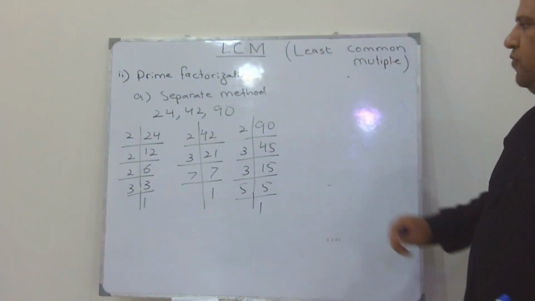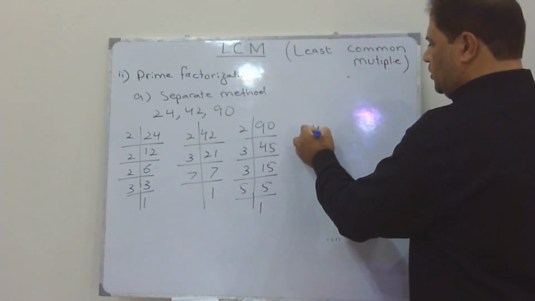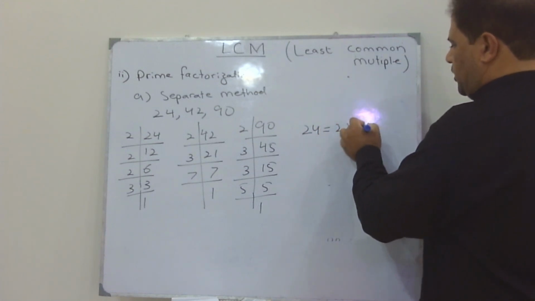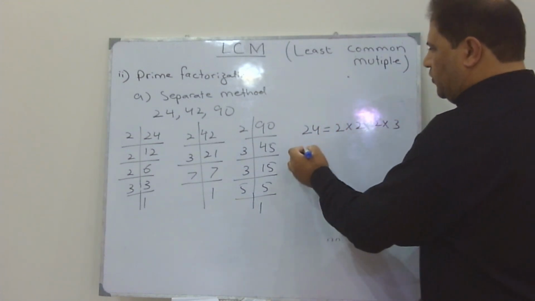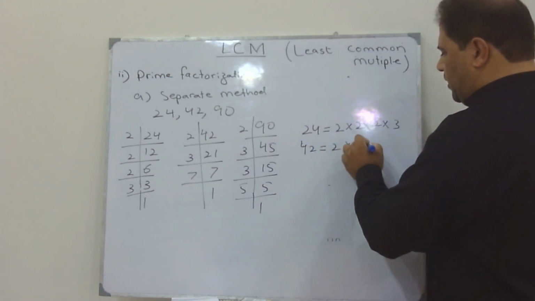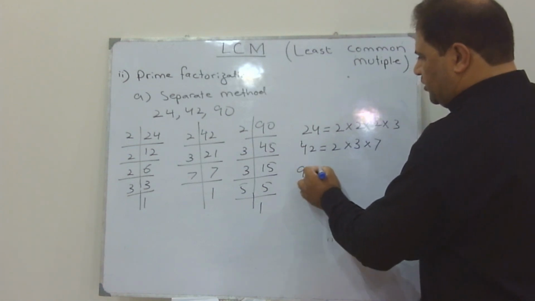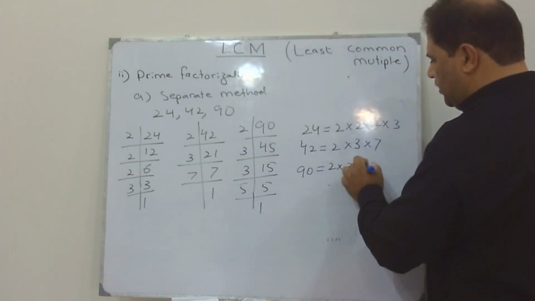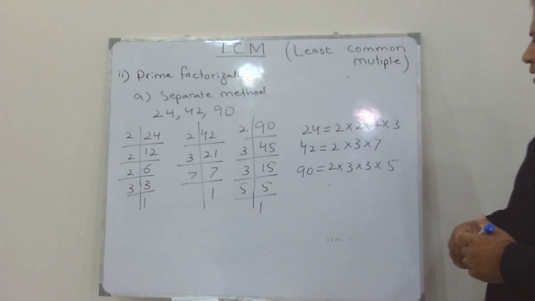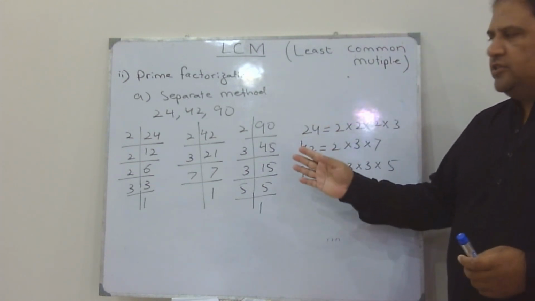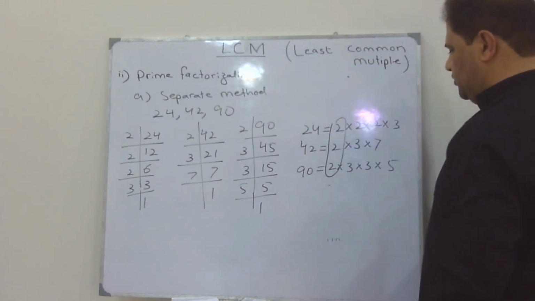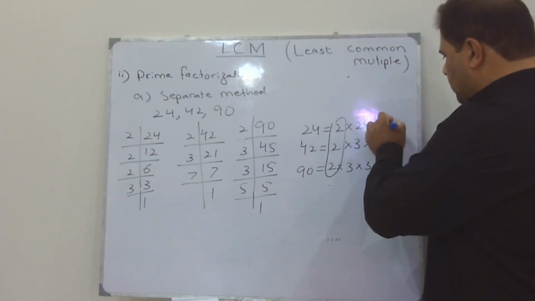Okay, now we will compare the values. The prime factors of 24 are 2 times 2 times 2 times 3. The prime factors of 42 are 2 times 3 times 7. And lastly, the prime factors of 90 are 2 times 3 times 3 times 5. One important thing in this LCM separate method is that first we separate the common factors. Now these are the three.